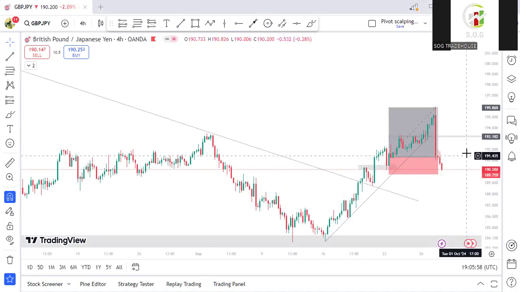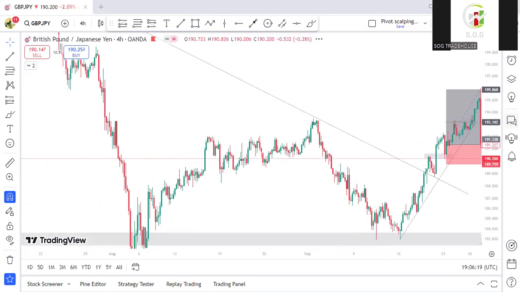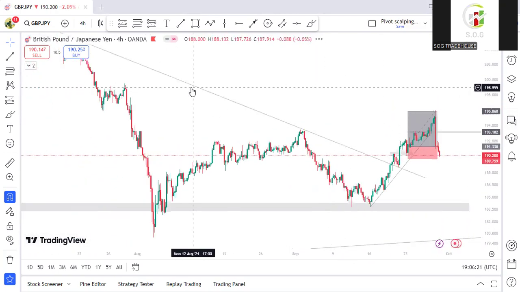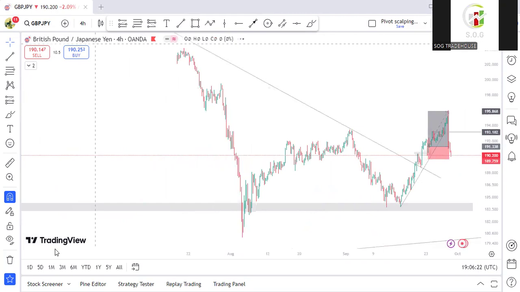So on my watch list, I have GBPJPY, CHFJPY, gold, oil, EURCHF, GBPCHF, and BTCUSD. So without wasting much time, let's get straight into the charts and do analysis. I'll delete everything and start afresh.